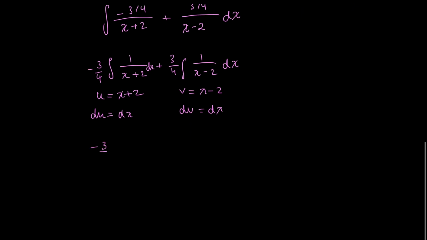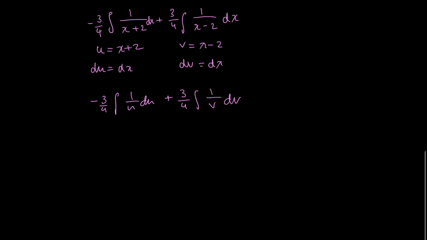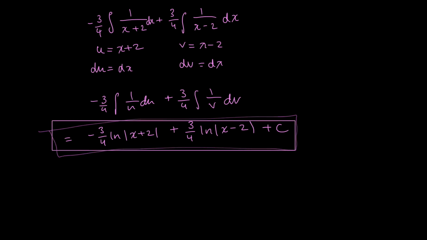And now this looks like minus 3 over 4 integral 1 over u du plus 3 over 4 integral 1 over v dv. And now both of these are going to be equal to log of the inner function, u and v, so I'm immediately just going to substitute that back in. So minus 3 over 4 times the log of u, which we defined as x plus 2, plus 3 over 4 ln v, which we defined as x minus 2, plus my arbitrary constant C, and that is the solution for my original integral.